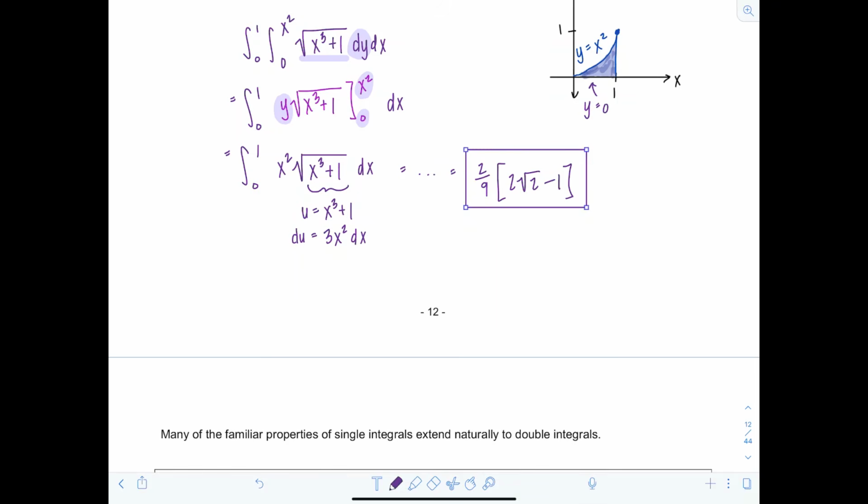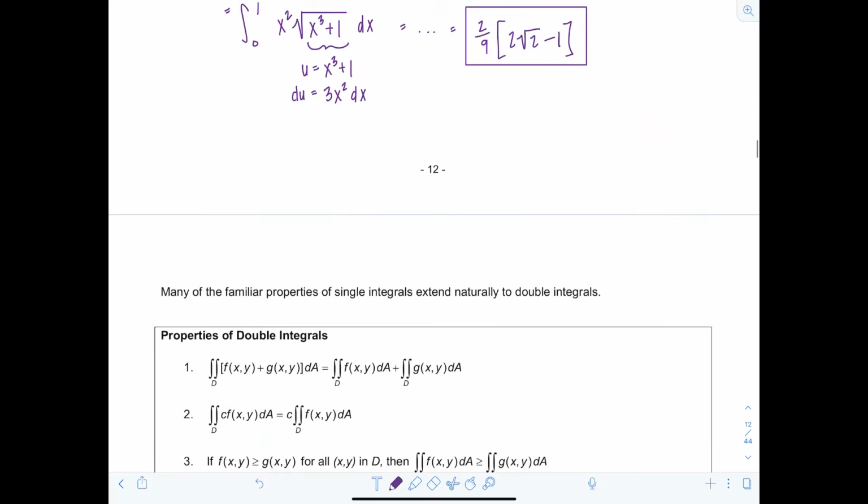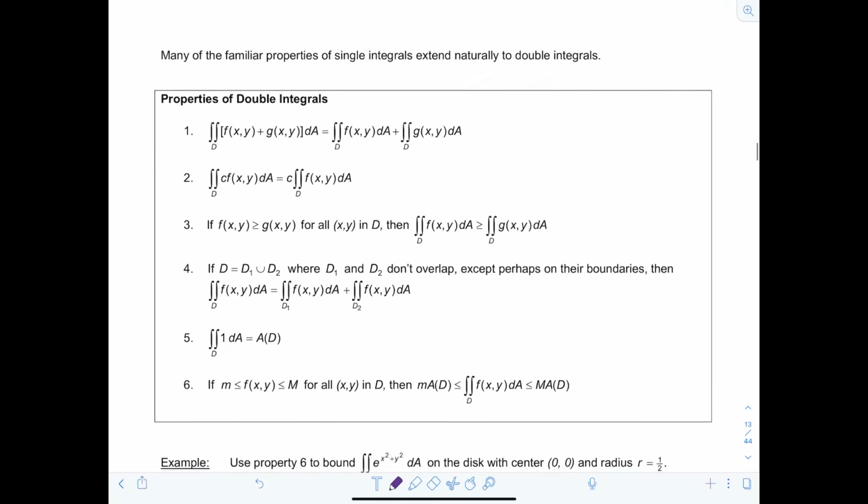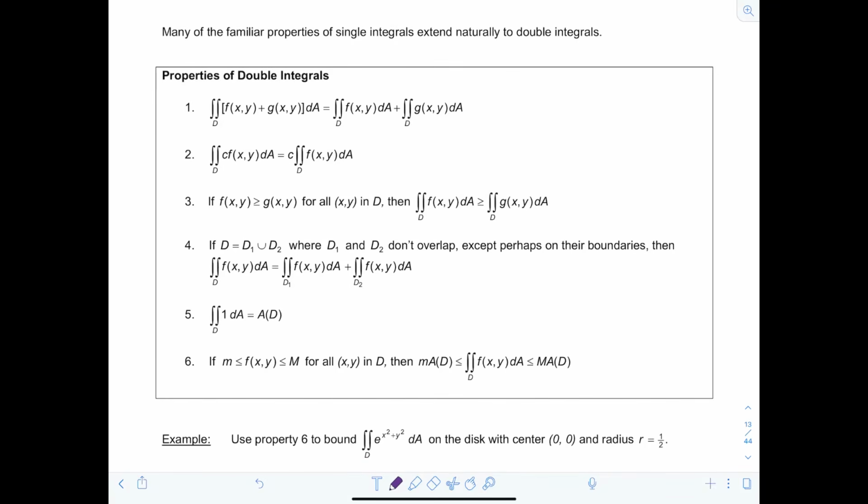Okay, very good. Now, we're going to look at some properties of double integrals to finish up, and many of them are super similar to the properties of single integrals. It extends rather naturally. So if you're integrating over some general region, then you can distribute your integral over the sum of two functions. You can also pull a constant outside. These are pretty much the same as when we did rectangular regions as well.